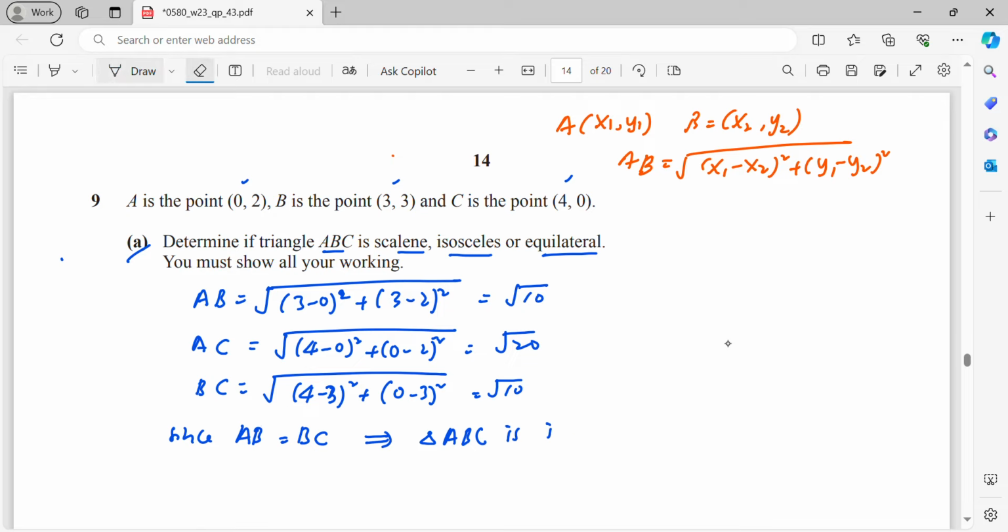Isosceles means you have two equal lengths. Equilateral means all three equal lengths. Scalene means all three different lengths.